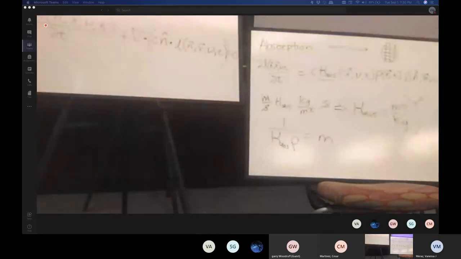All right, so next time we'll look at the other two, emission and scattering. And we will derive the luminosity as a function of the temperature.